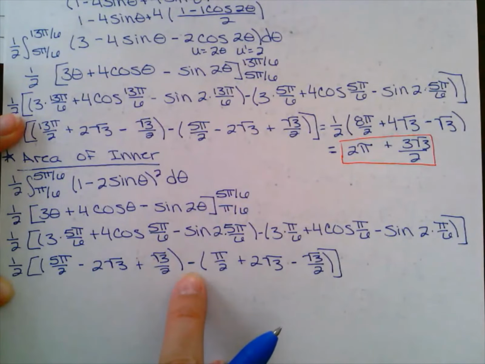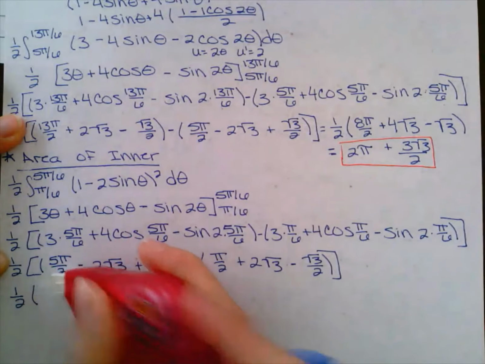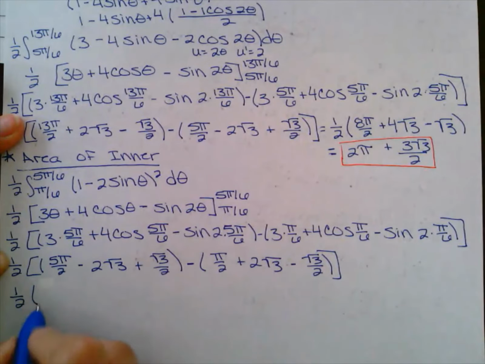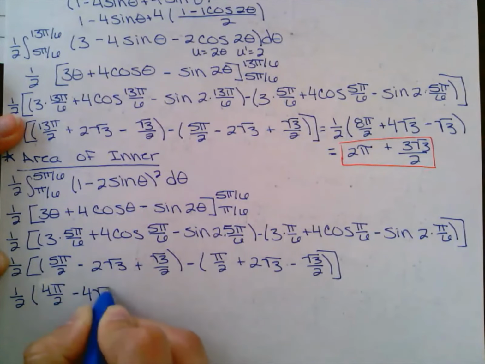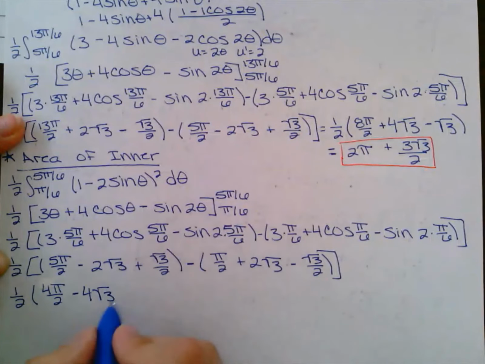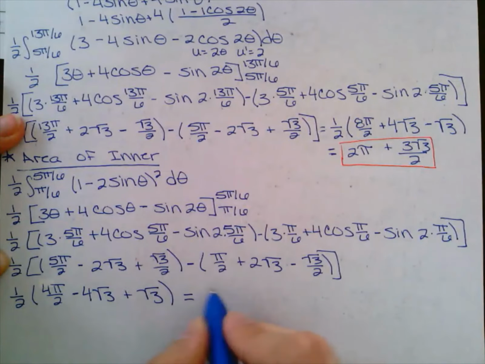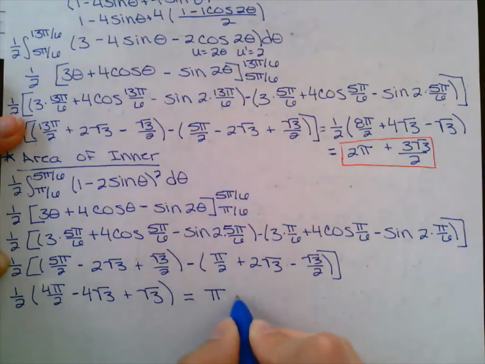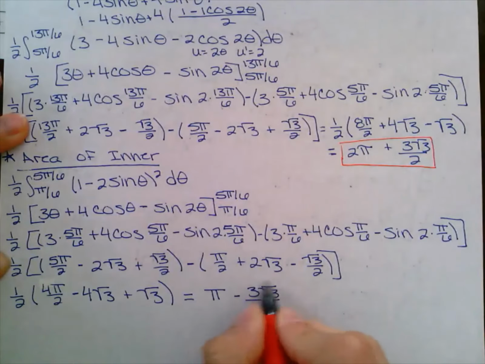Okay, distribute that negative and start to combine like terms. Oops, I'm so sorry. 5 pi over 2 minus pi over 2. Combine these two, make sure you distribute that negative. Combine these two, make sure you distribute that negative. Clean it a little bit more, distribute that half. We get pi minus 3 square root of 3 over 2. And this is the answer to my inner.